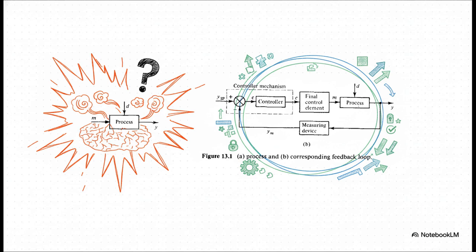Over on the left, you've got a simple process. You put something in, you get something out. But it's totally vulnerable to any kind of disturbance. It's just unstable. But on the right, you have that same exact process, only now it's wrapped in what we call a feedback loop. And suddenly it's stable, it's predictable, and it corrects itself.